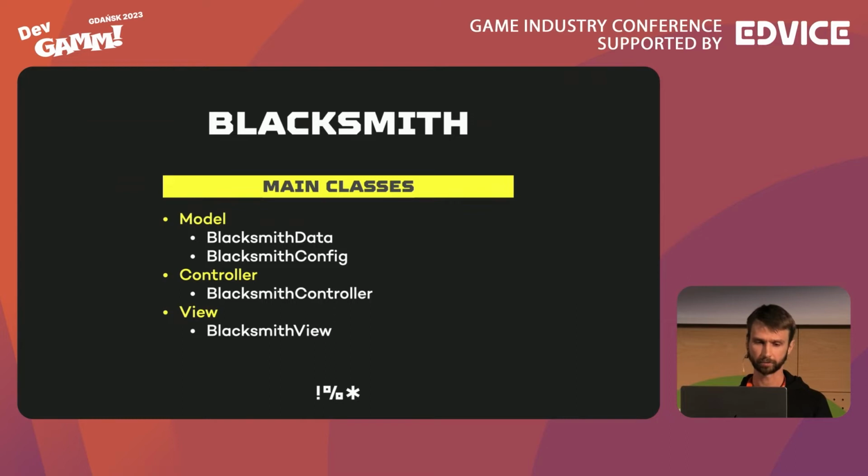And the third part, the view part, takes all classes that are responsible for representing the game state to the user, mainly in terms of view. So some pop-ups, some labels, gold labels, and so on.